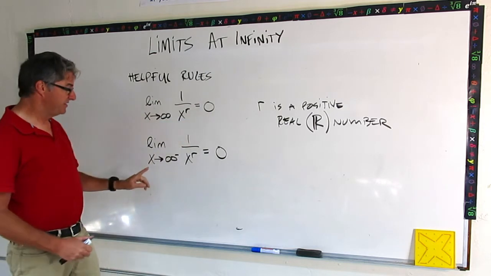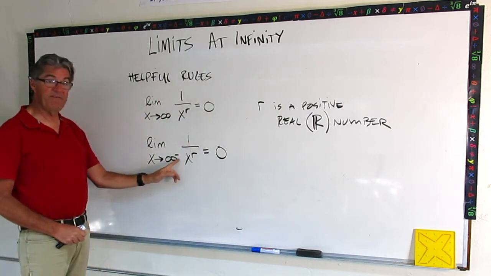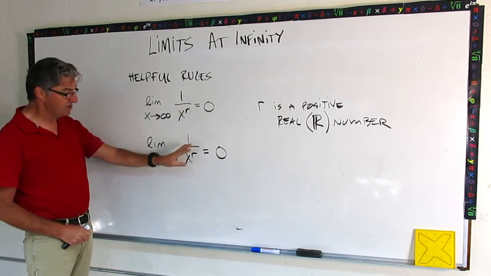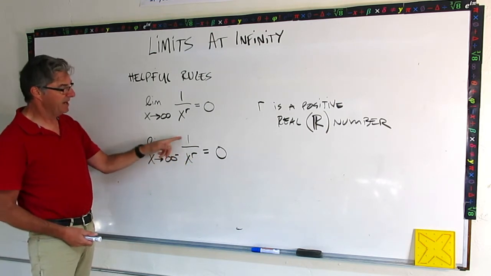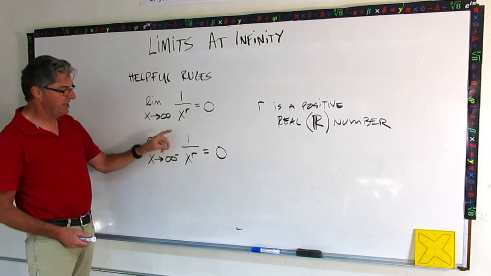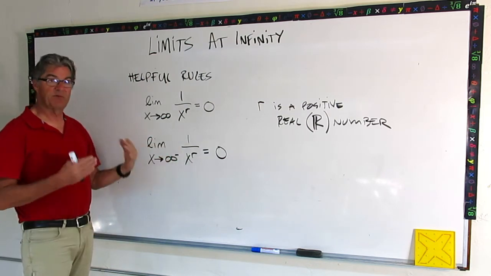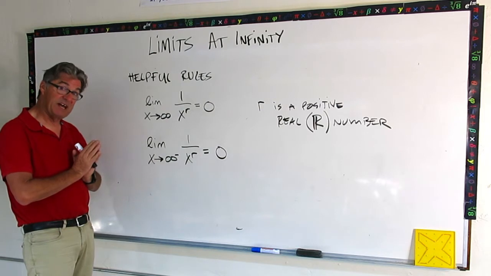Okay? The same with approaching infinity from the negative side. This number is going to be negative as x gets unbelievably large in the negative direction, but again, it's over 1, so this is getting smaller and smaller and smaller. It's approaching 0 from the left side.